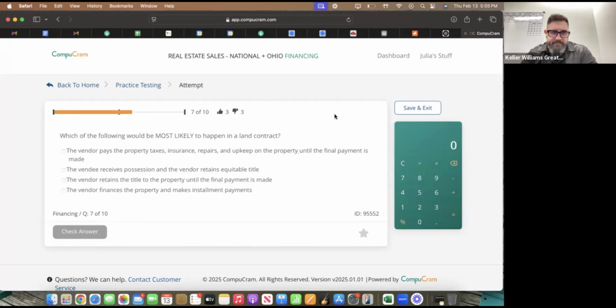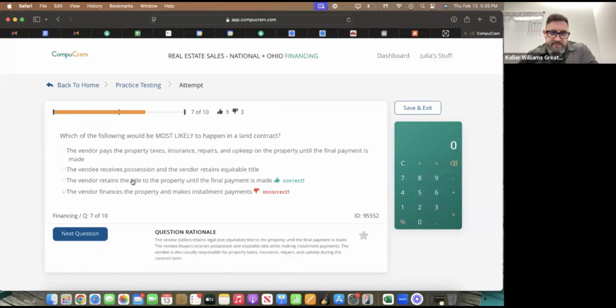What do you think? Let's try B. B feels right. Oh, Asif says it's D, so we'll go that route. It is actually C. Deborah was correct. Good job, Deborah. The vendor retains the title to the property until the final payment is made.